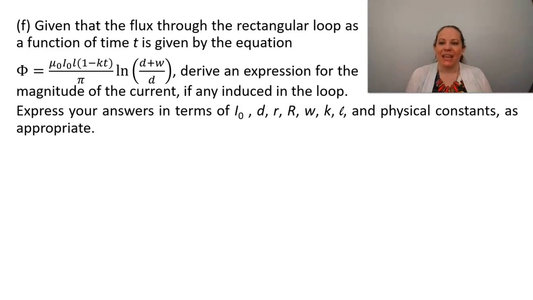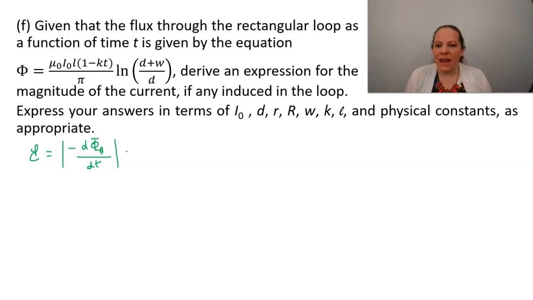Well, to get current, we're going to need the EMF. So we need to remember, and let me grab my pen tool, that the EMF is going to be, we just need a magnitude. So the magnitude of the derivative with respect to time of the magnetic flux.